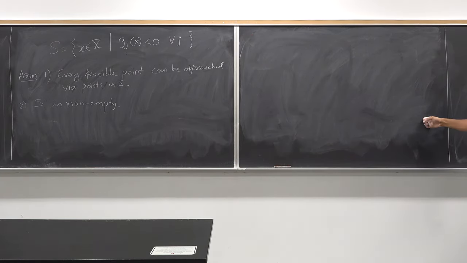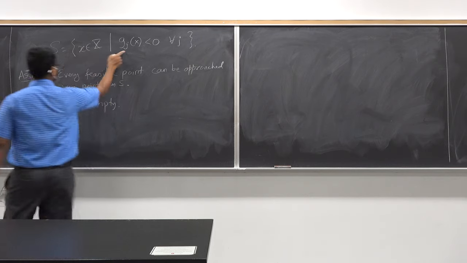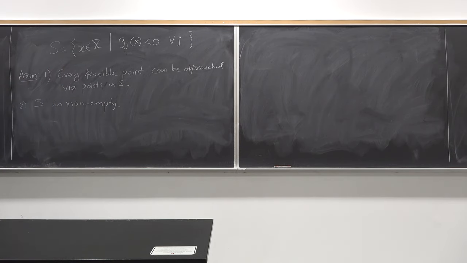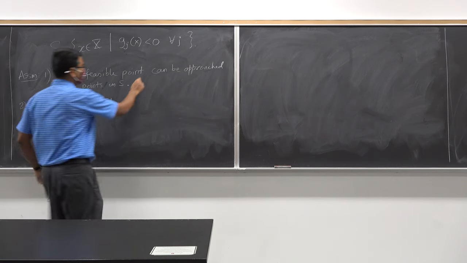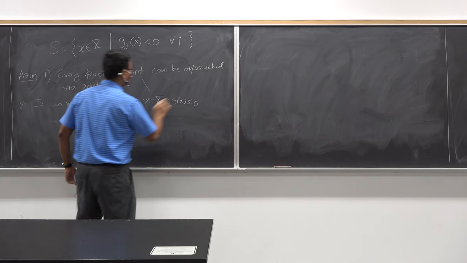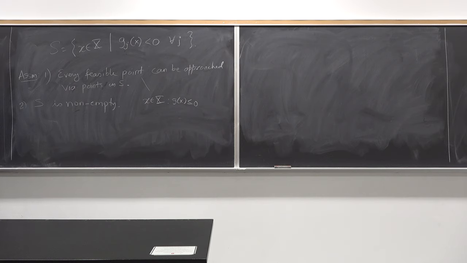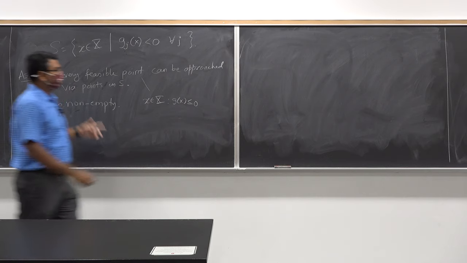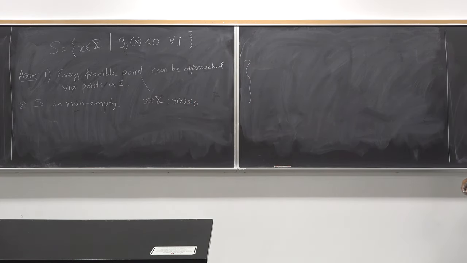So we have two assumptions here. We can implement barrier method under the following conditions. We define a set S such that all the inequality constraints are strictly less than 0 for all j, and this set S should be non-empty. And any feasible point, which is basically the feasible points are x in X such that g of x is less than or equal to 0, any feasible point can be approached via points in S. This particular condition, of course, is satisfied for most of the problems that you would encounter in your day-to-day situation.